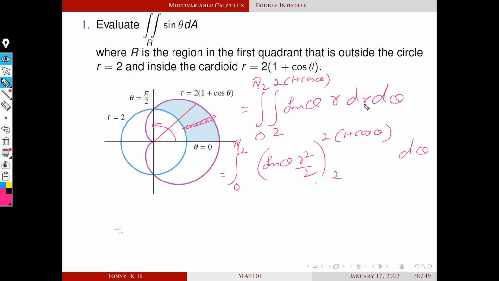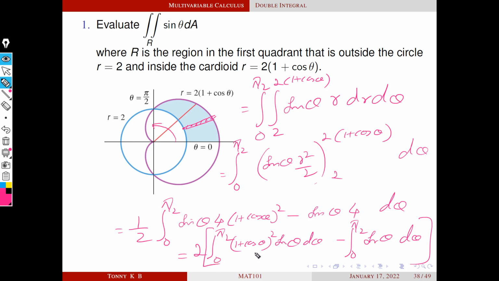So first you integrate with respect to r. So this becomes r squared by 2, from 2 to 2 plus 2 into 1 plus cos theta. Then you substitute the upper limit and lower limit for r. So this is equal to sine theta into 4 times, 1 by 2 is common, you can take outside. So 4 into (1 plus cos theta) squared minus, when r equals 2, this will become sine theta into 4. Here 4 is common, you can take outside and you can cancel. So this will become 2 times.